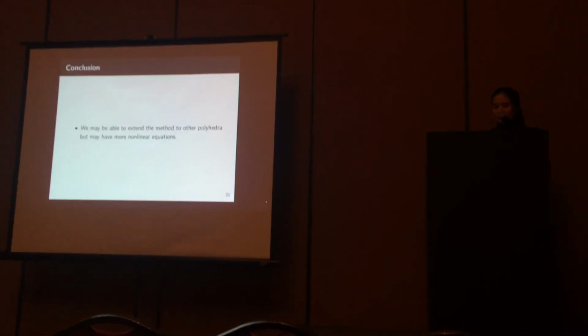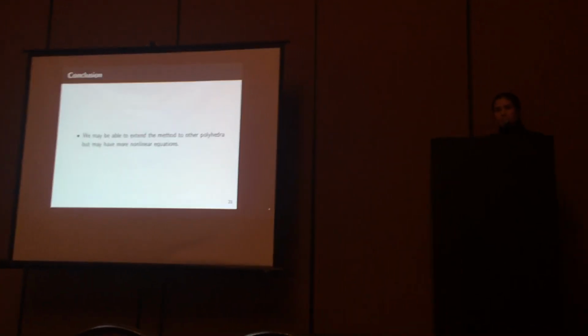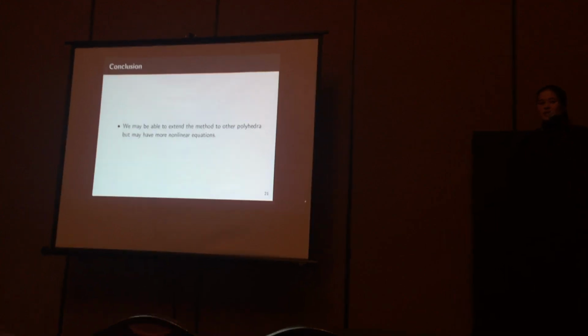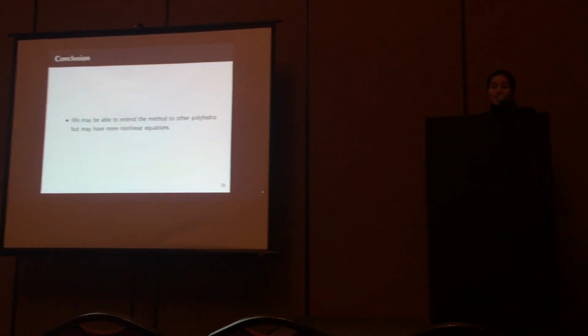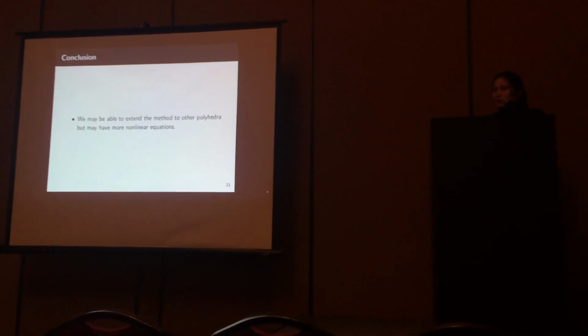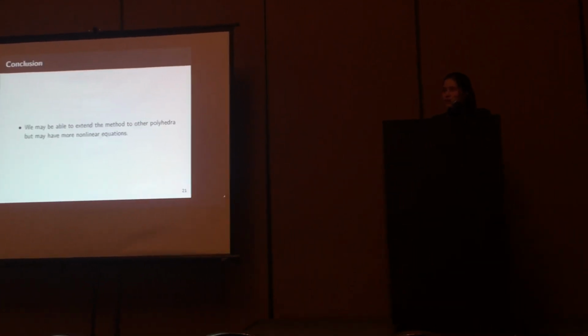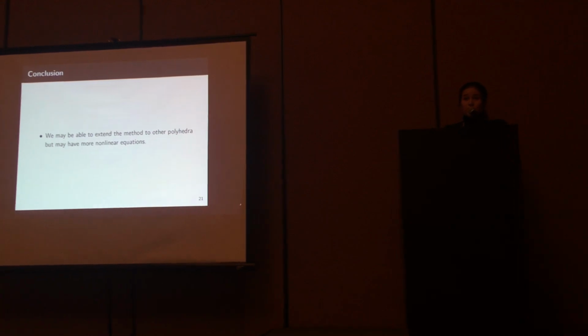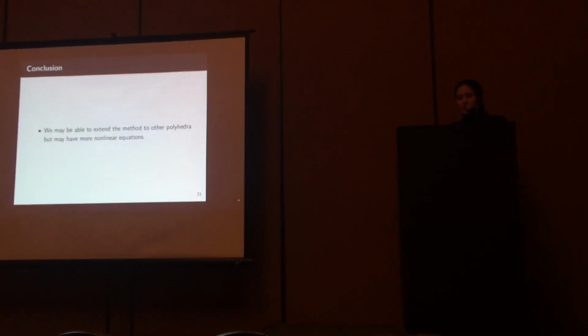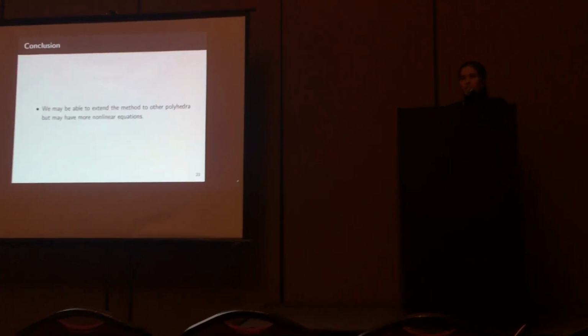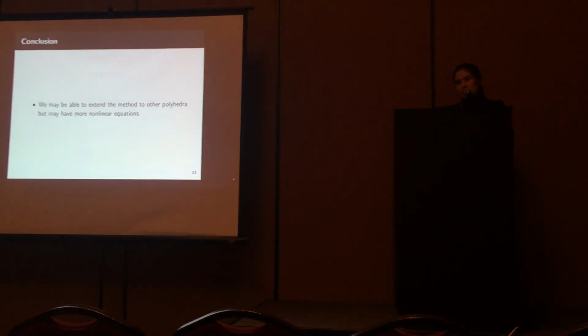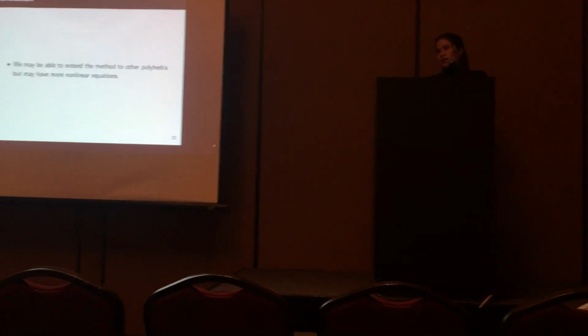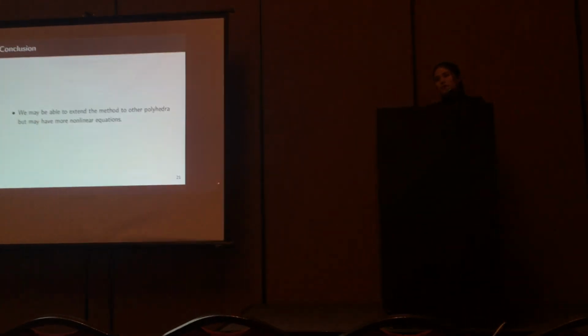But yes. So, conclusion. We also worked on building the convex ideal octahedron, the generalized version of octahedra, but we're not going to show that today. We hope that we can extend this method to other generalized versions of polyhedra, but we may have more nonlinear equations. The equation we had to use to find the unique f value was nonlinear. So for other more complex polyhedra, we might have more of those, and that might be an issue to be solved.